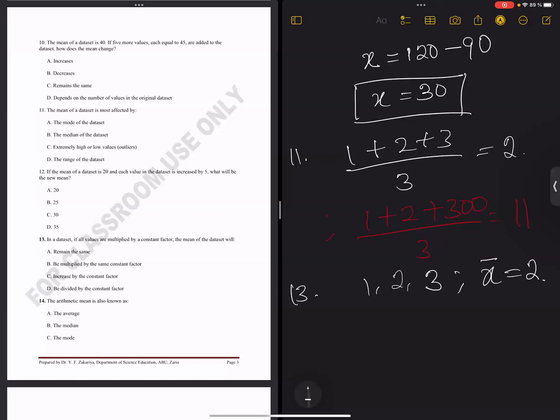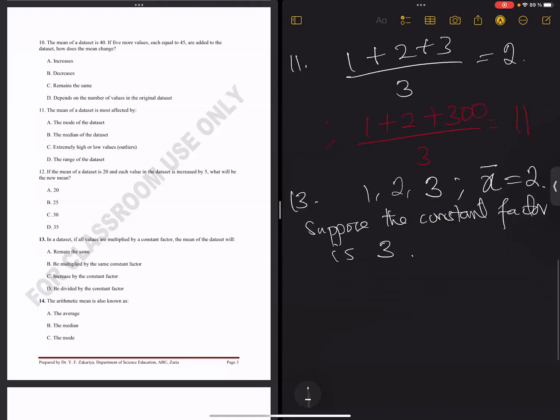Now, if we multiply each value in this data set by a constant factor, suppose the constant factor is 3, your new data set will now be 3 times 1, 3; 3 times 2, 6; 3 times 3, 9. That is your new data set.